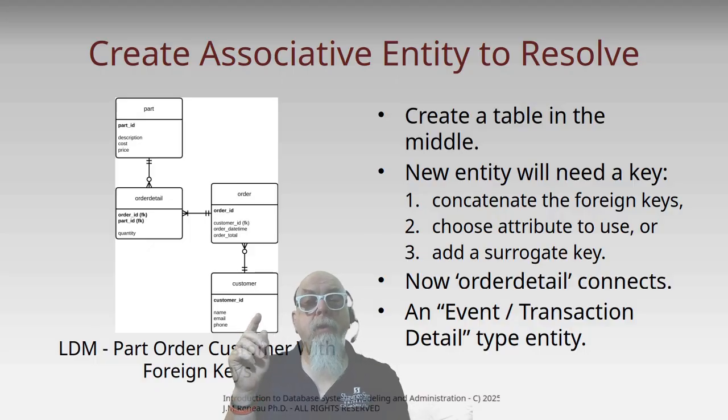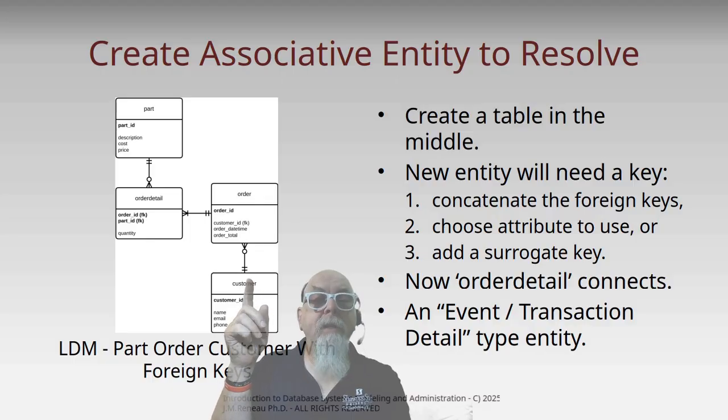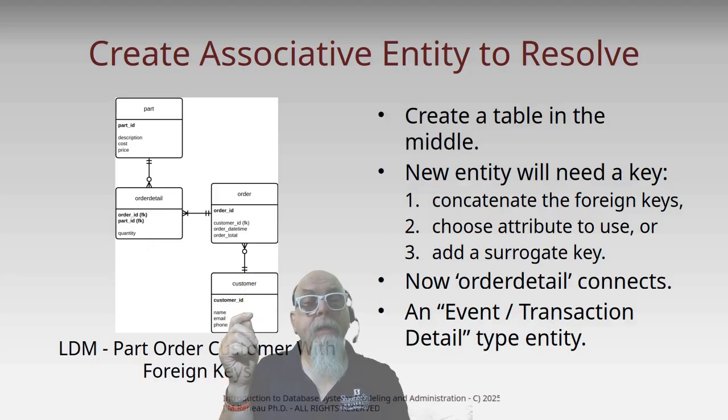So let's go through and read the crow's feet and make sure that we understand all of the relationships. We can see that between customer and order, the customer ID is on the many table as a foreign key, and the customer ID is on the customer table as a primary key. So a customer can have 0 or more orders, and an order can be for one and only one customer.